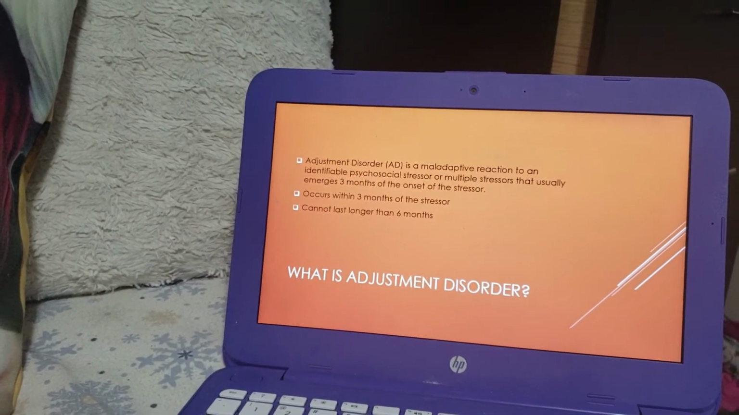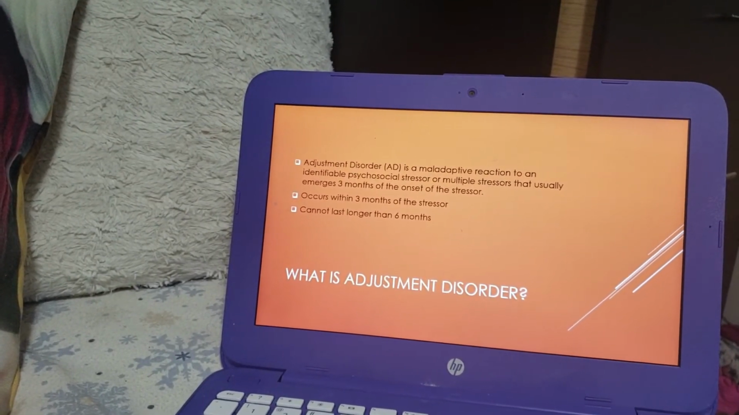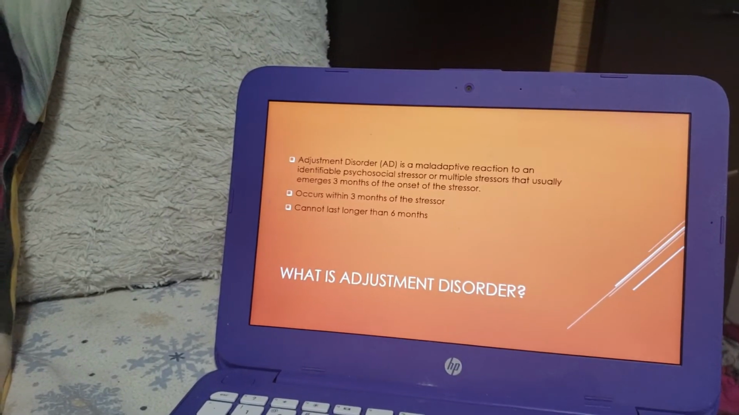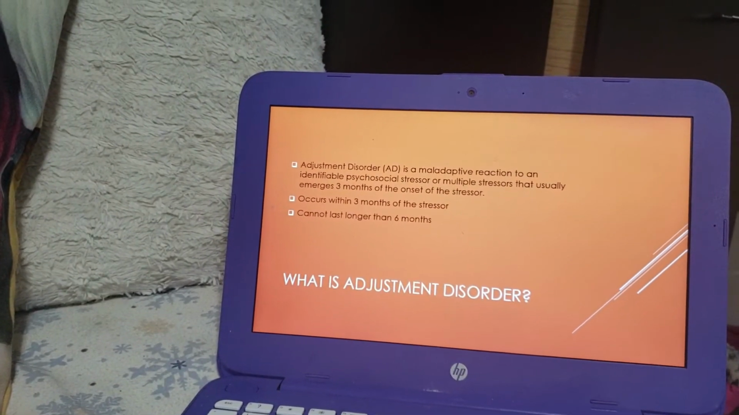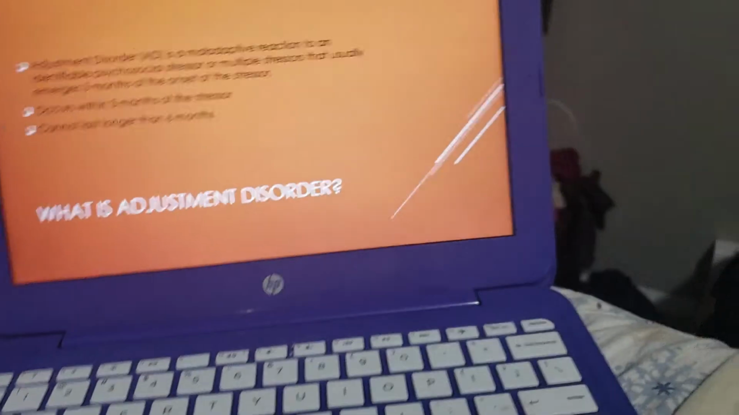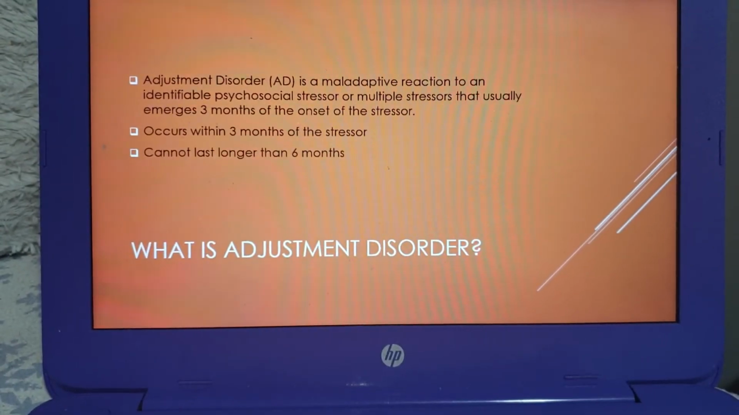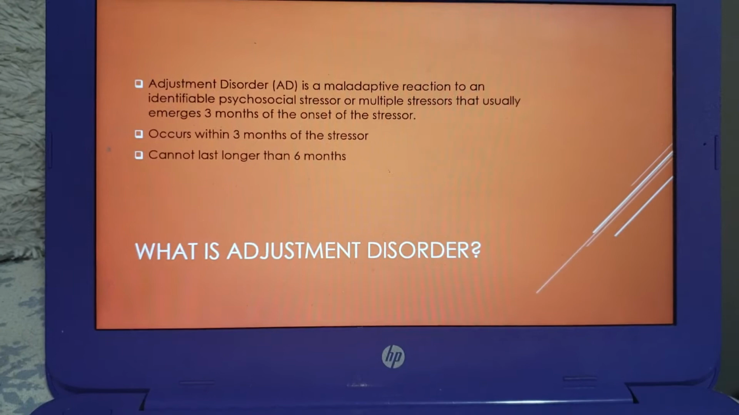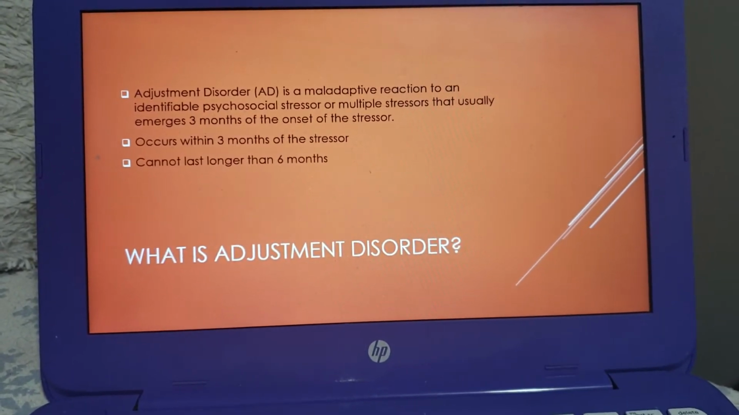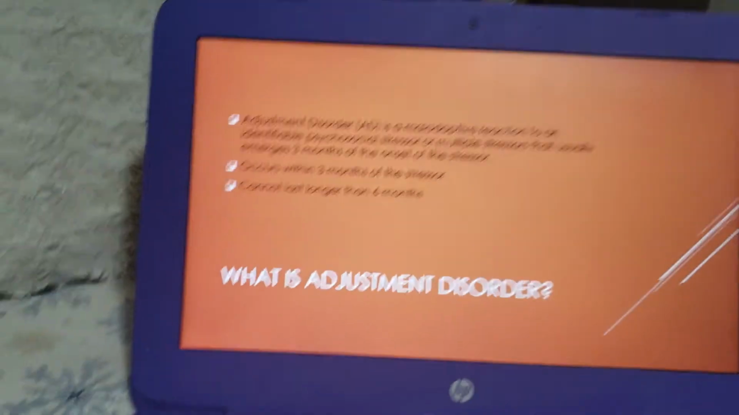Another example of a stressor that would be common for adjustment disorder would be something like parents splitting up or divorcing, or a child who may have a sibling that has been born into the family, a family having another baby. That would be an example of a stressor. And then it occurs within 3 months of the stressor. This is very significant because unlike PTSD and acute stress disorder, this can happen immediately. It cannot last any longer than 6 months. If adjustment disorder is longer than 6 months, then you will automatically be upgraded to PTSD.